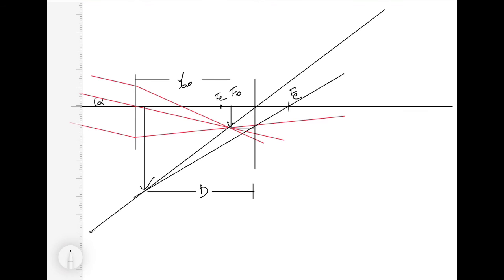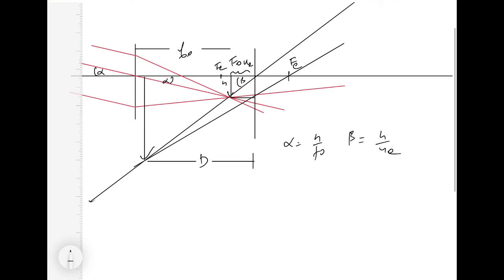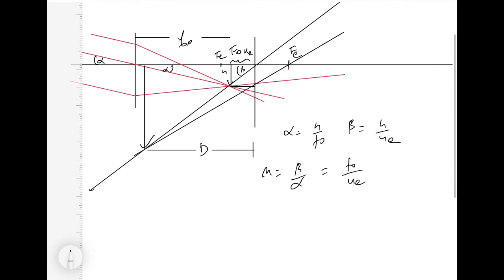Now this is alpha, this is beta, and this one is UE. That means the object distance for the eyepiece, and this is H. So if you look at this, alpha is H by FO and beta is H by UE. So magnification is beta by alpha, which is going to be FO by UE. You can leave it here, but we can do further.